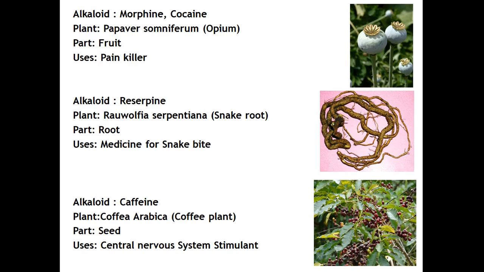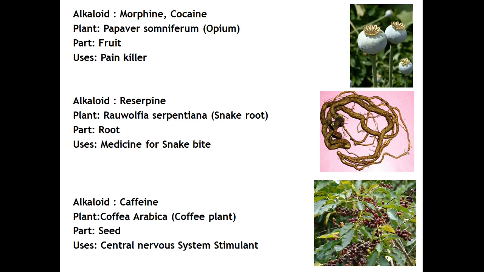The next one is reserpine. Reserpine is found in the roots of Rauwolfia serpentina. That means snake root. Generally we call those plants snake root, and it is Rauwolfia serpentina, and the reserpine is present in the roots of this plant and this is the medicine for snake bite.